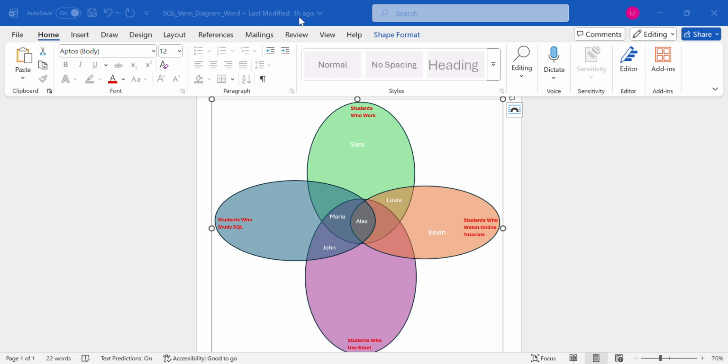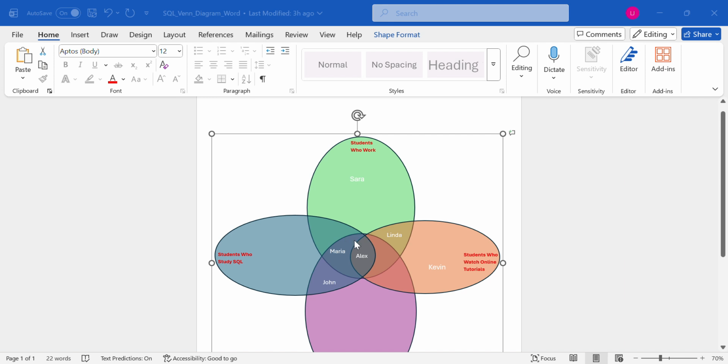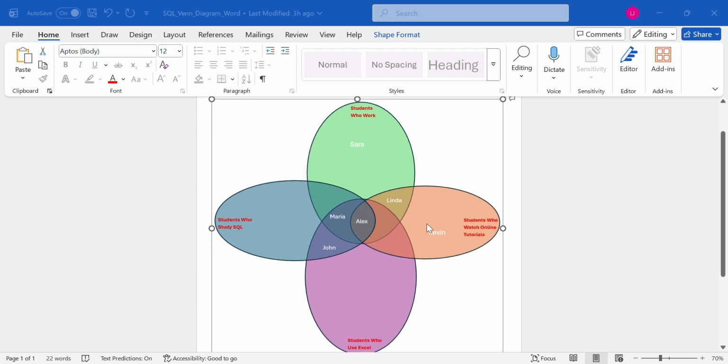Let's look at the left join. For example, Linda, Maria, and Alex. All the names from the left circle are included plus the matches from others. What that means in SQL is that even if a person does not appear in the other circle, they are still returned.